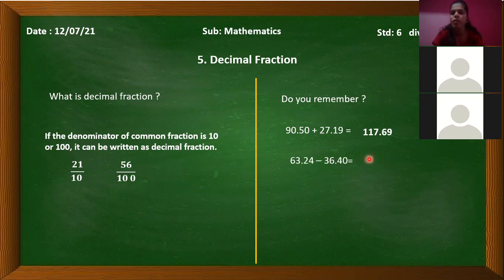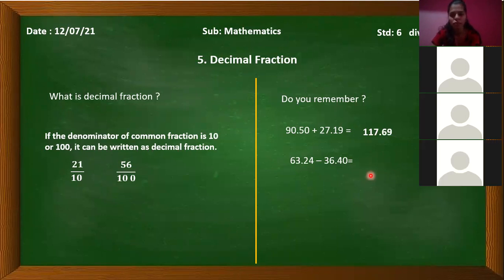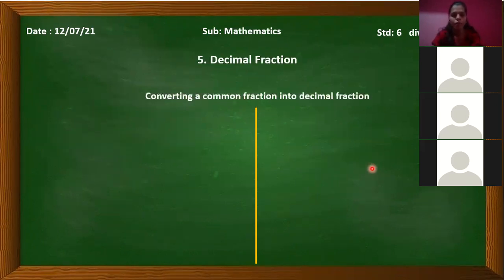So the next question is, this is a subtraction sum, which is 63.24 minus 36.40. So what will be the answer? 26.84. Right. Very good, Arpita. So you remember. That's good. So now we are going to move to the next new topic, which is conversion of common fraction into decimal fraction.